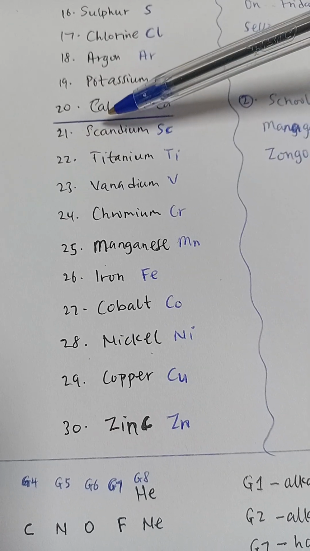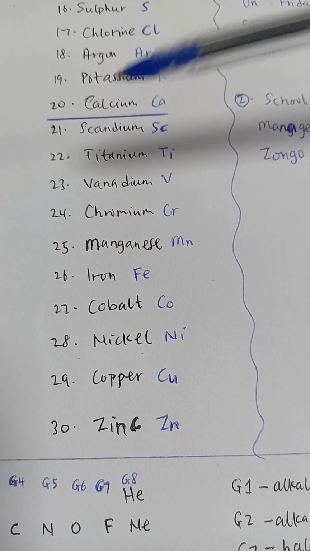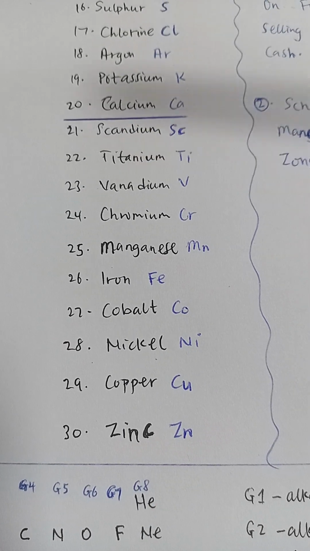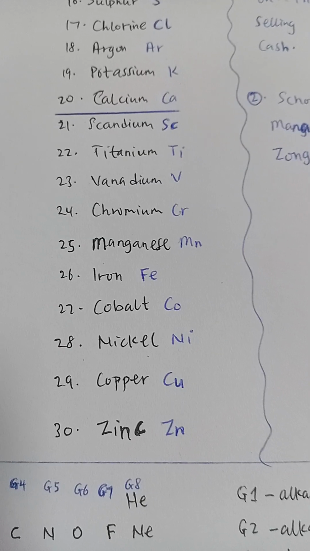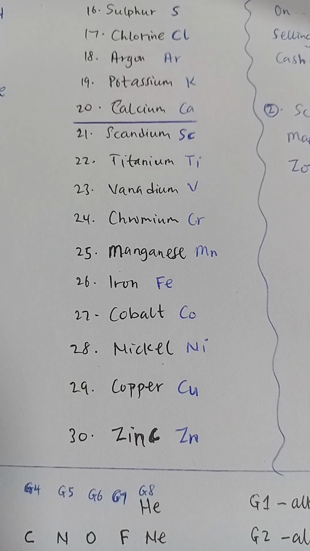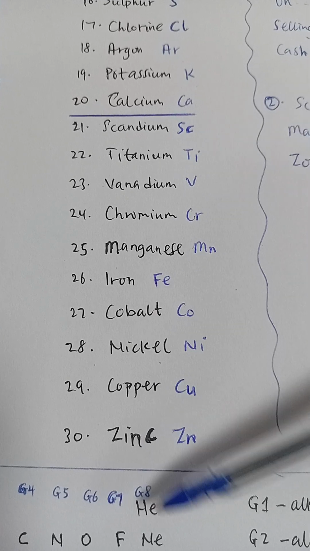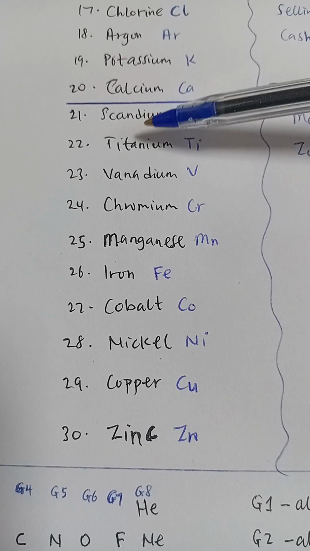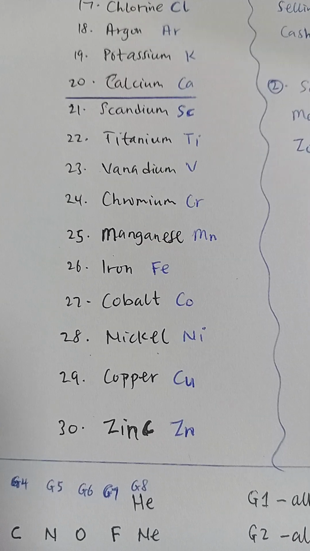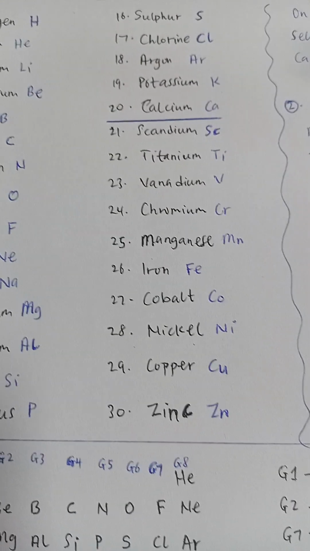Then the next 10, we are going to call them the first 10 transition series. These form part of a particular group of elements known as the transition elements. To be precise, transition metals. So this is the first 10. We call them the first 10 transition series. So we have scandium, titanium, vanadium, chromium, manganese, iron, cobalt, nickel, copper, and zinc. So these are the first 30.